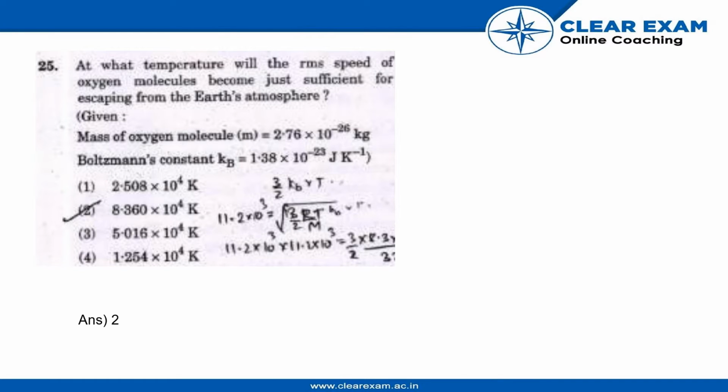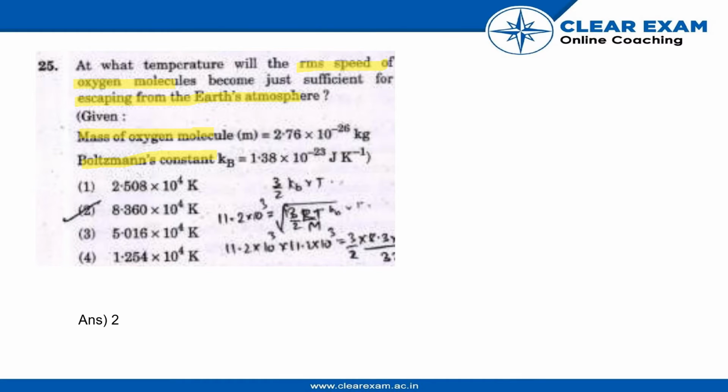Hello everyone, this is the given question. At what temperature will the RMS speed of an oxygen molecule become just sufficient for escaping from Earth's atmosphere? Given to us are the mass of the oxygen molecule and the Boltzmann constant.